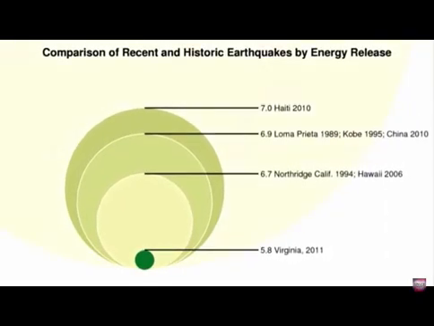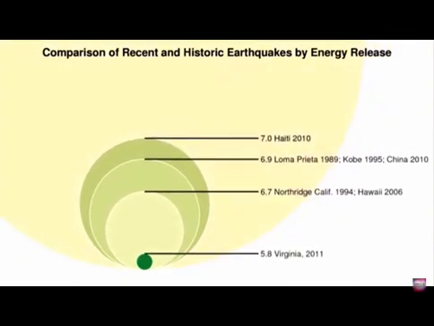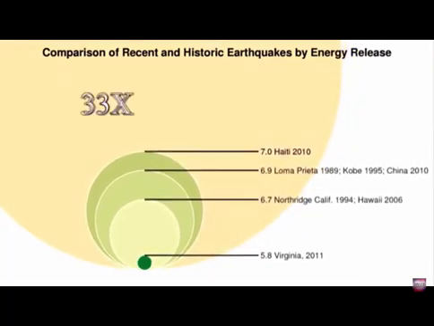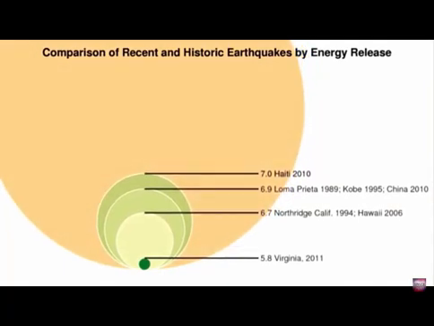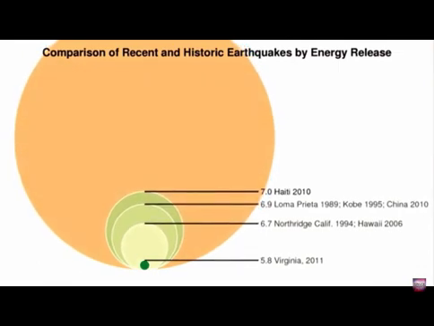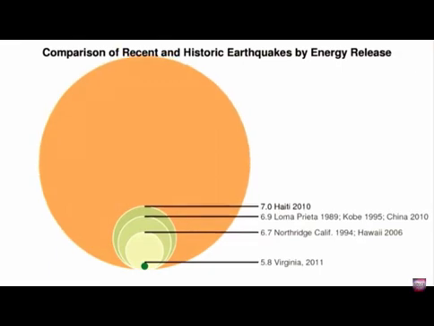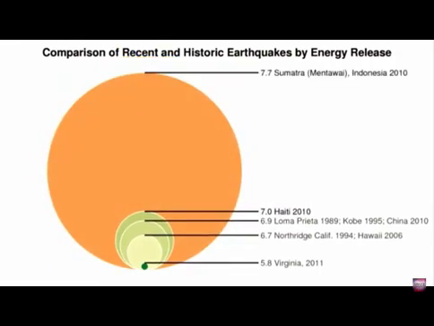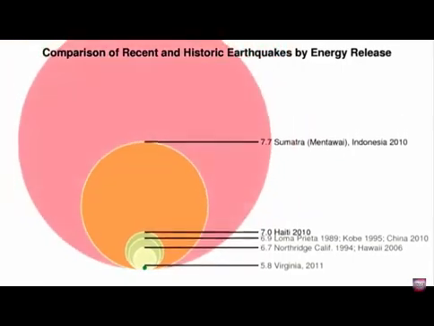That's why this animation is so handy. It shows just how big the difference is from one magnitude to the next. Each magnitude is basically 33 times more powerful than the last. That means a magnitude 7 earthquake is 33 times more powerful than a 6. So take a look at that 5.8 Virginia quake. It looked pretty small compared to those 6.9 quakes. But compared to that 7.7 Sumatra quake, it looks tiny. And it's all because of this exponential scale. It builds fast, by a factor of about 33 with every jump.